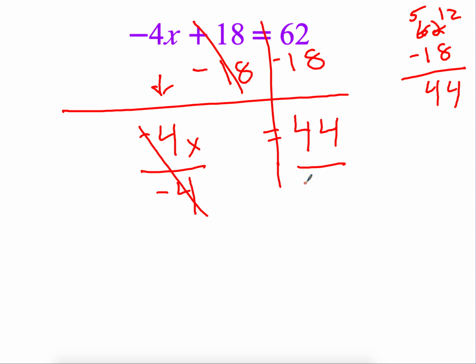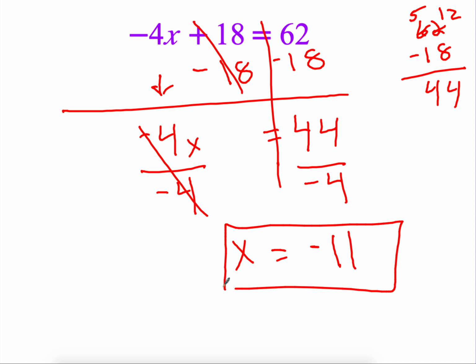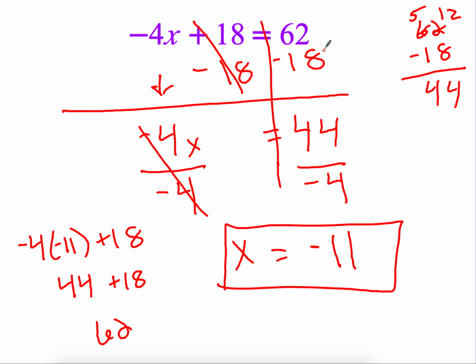Whatever I do on the left, I got to do on the right, so I need to divide by negative 4. So I get x equals 44 divided by negative 4, positive divided by negative, always negative, and then 44 divided by 4 is 11. I could go back and plug it into my answer to check to make sure I get 62. Negative 4 times negative 11 is 44 plus 18. That does give me 62.